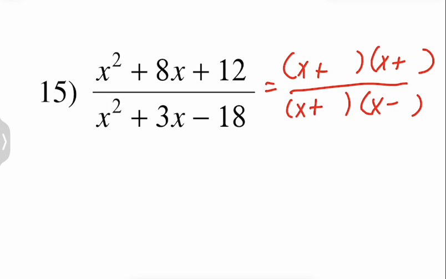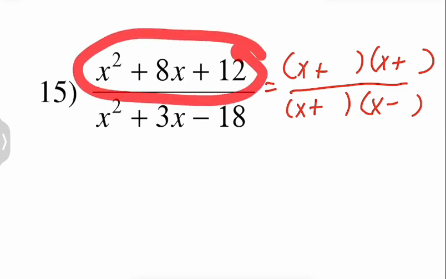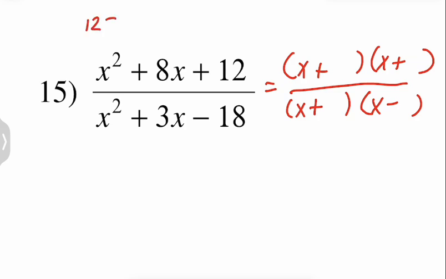Okay, now let's focus on the top. We need a pair of numbers that multiply to give you 12, but add up to 8. Well, 12 is 6 times 2. 6 times 2 is 12. It adds up to 8. That's what we want.